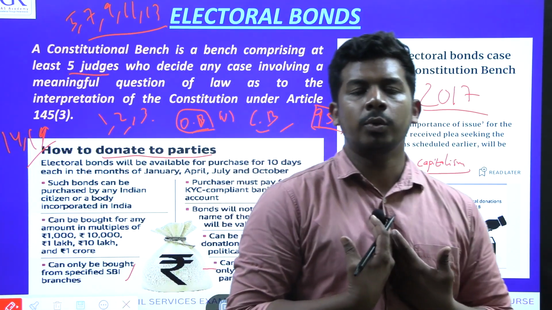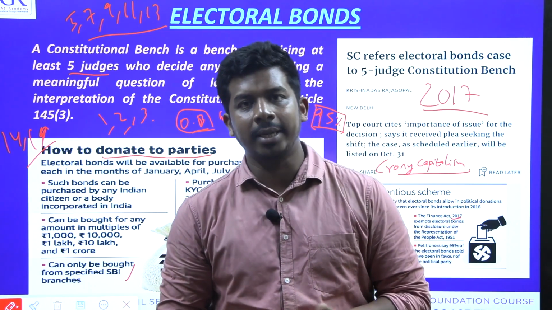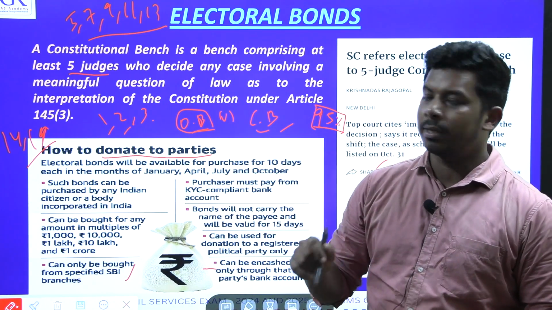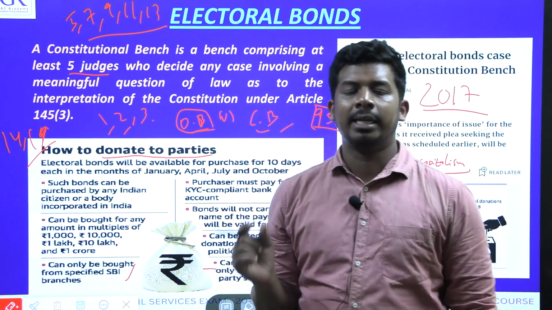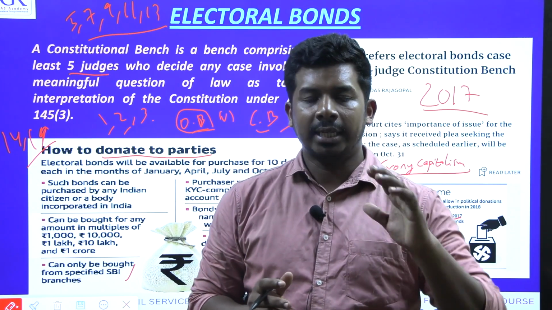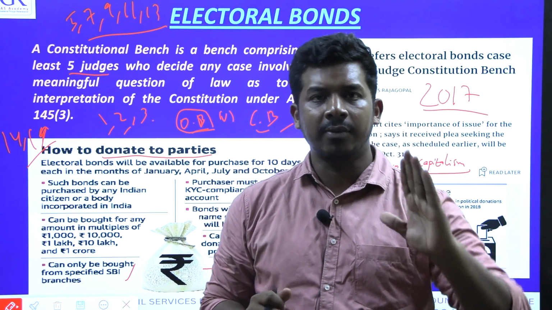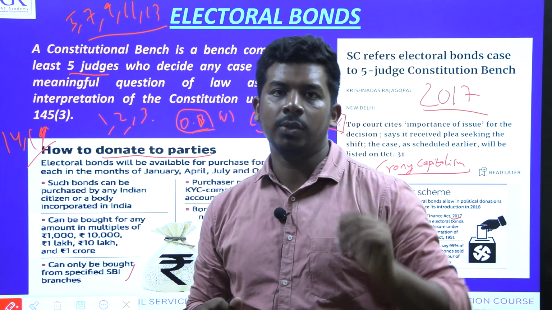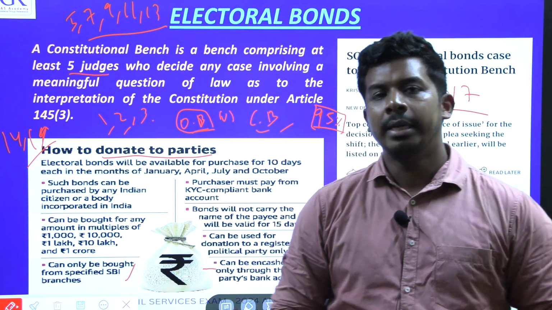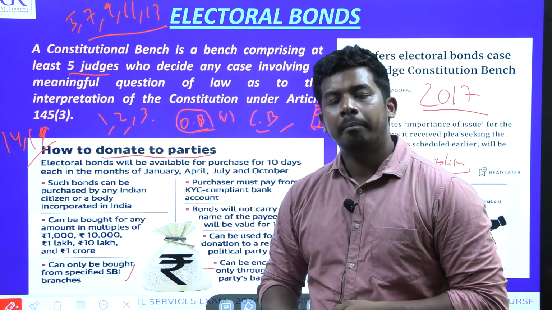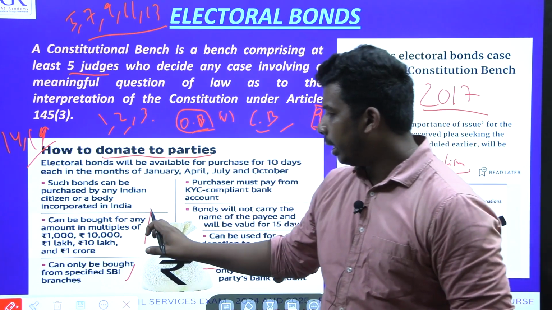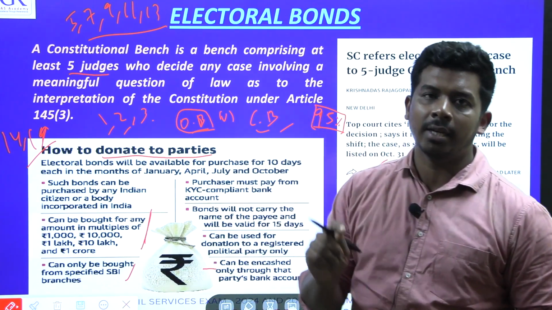Now I am a person who is willing to donate some money to a political party. I will go to the SBI bank, and these are not available throughout the year. There will be some specific intervals, like the first 10 days of every quarter: first 10 days of April, first 10 days of July, first 10 days of October, first 10 days of January. So in specific intervals, the bank will open these electoral bonds. Any person can go to the bank and buy a bond in these denominations only, not random denominations. So he or she can buy only in these denominations.